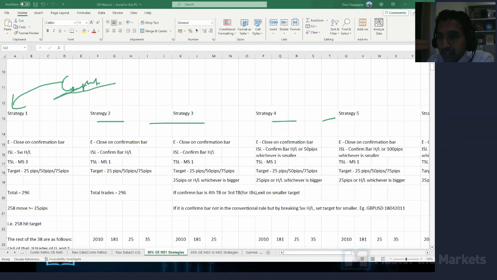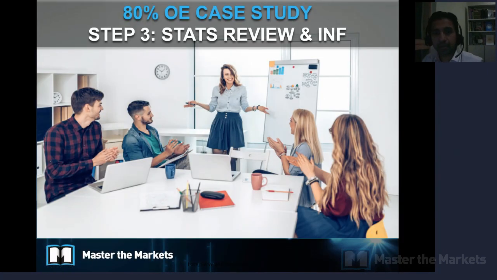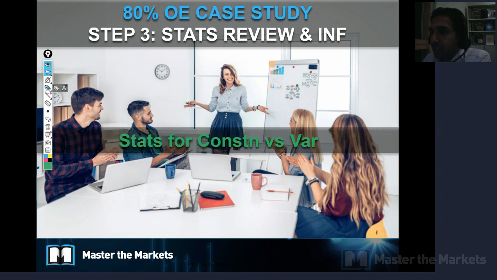Hopefully that makes sense. Now today, what we are going to be taking a look at is the stats review of this entire thing. So what are we looking for? We are looking to compare the stats for the constant versus the different variations. So this is what we are looking at, traders.